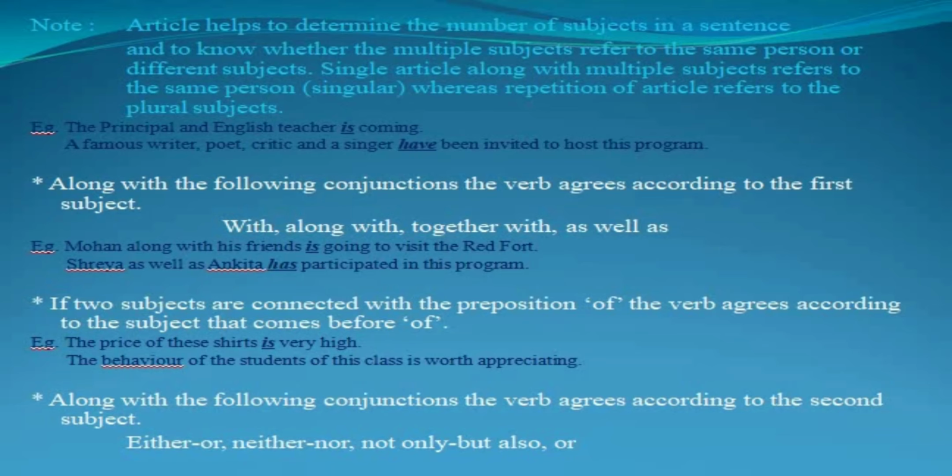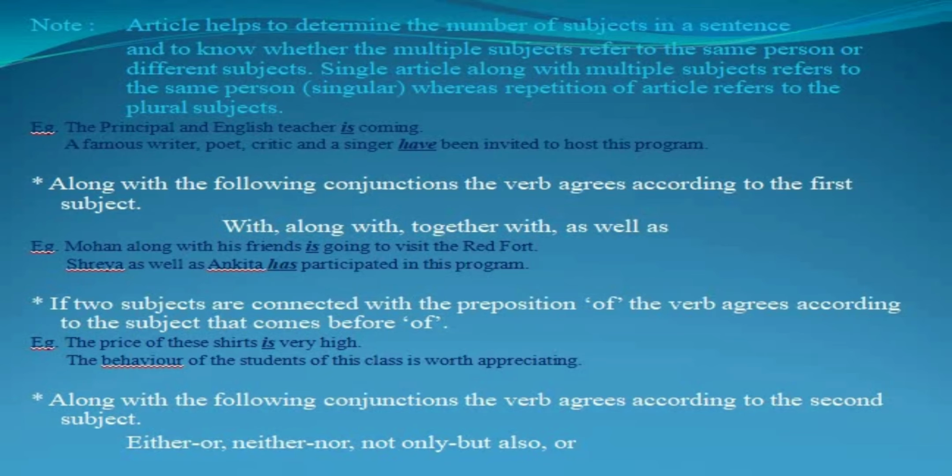Next example is, Shreya as well as Ankita has participated in this program. So here two subjects are there, Shreya and Ankita, but we must pay attention to the first subject because as well as is the conjunction here, and the first subject is a singular one, although the second subject is also a singular subject, but we have to pay attention only to the first subject, Shreya, which is a singular subject, so we have used here has.